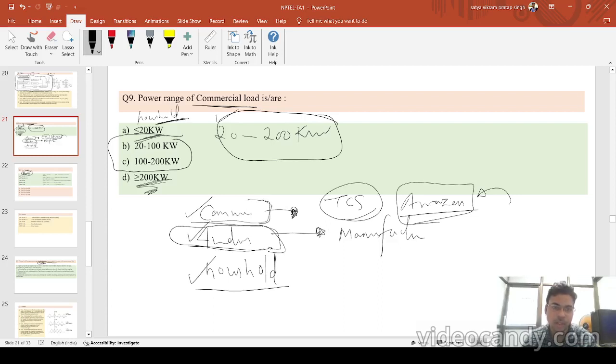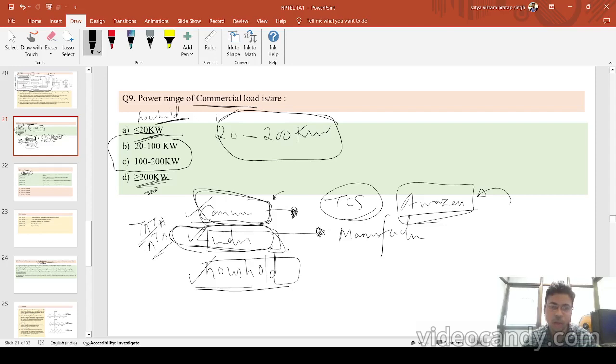So commercial consumers are not manufacturing-based companies. They will manufacture, but at a very small level. Like TCS is there, Amazon is there. But industrial level, that is the Tata Power generating sources, that is Tata Motors, that is industrial kind of loads. And third is the household.